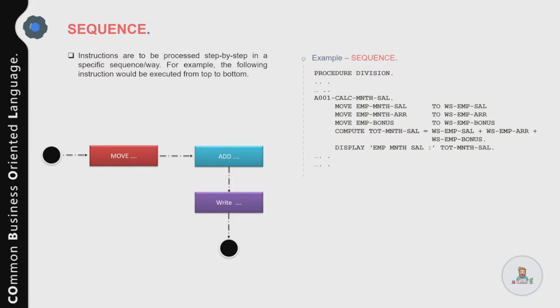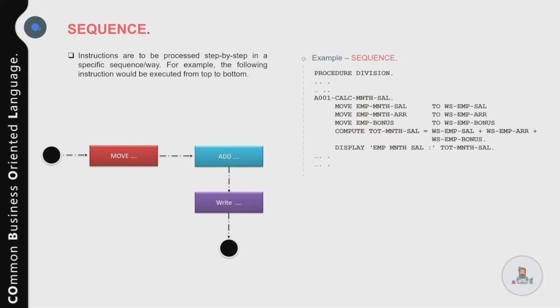And there is a paragraph called A001-CALC-MONTH-SAL. So this is basically a calculation of monthly salary. And in this case, you have a move statement, then you have a compute statement and a display statement. So these statements will be executed one by one from top to bottom.